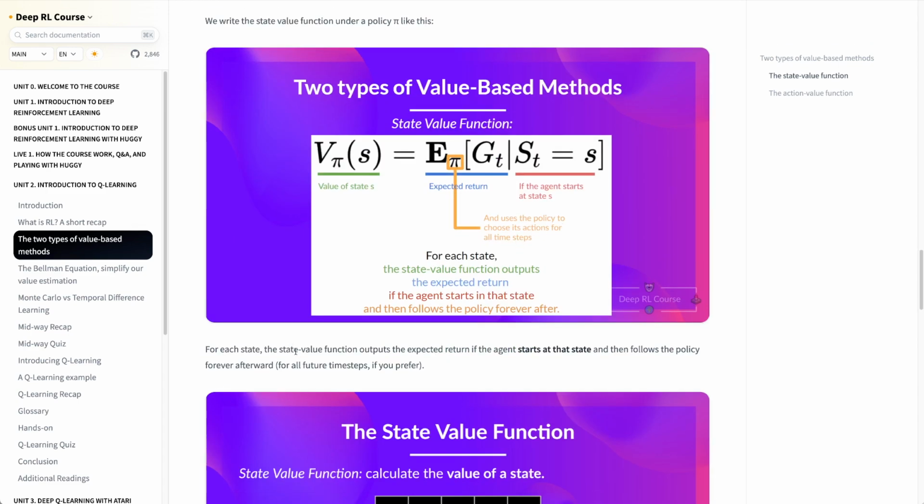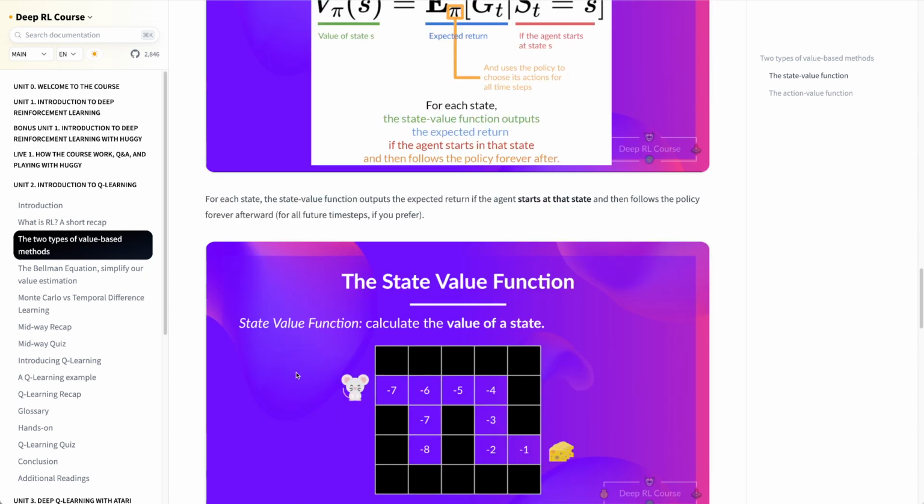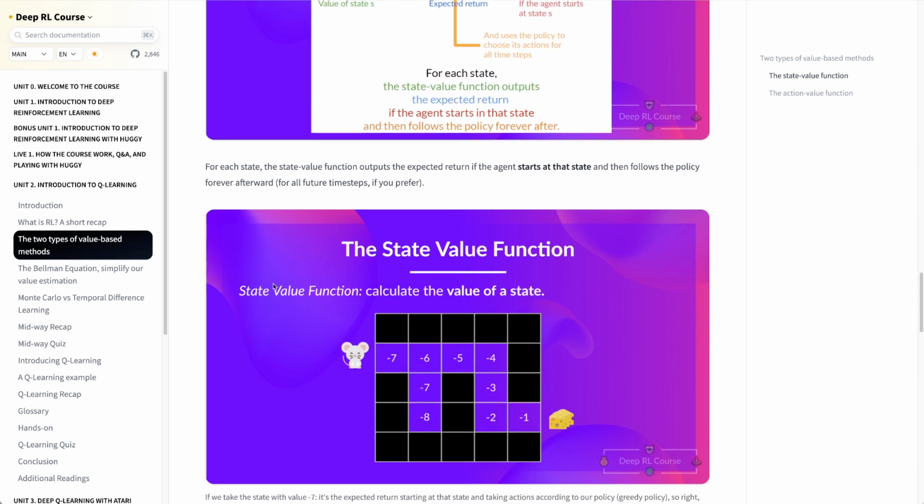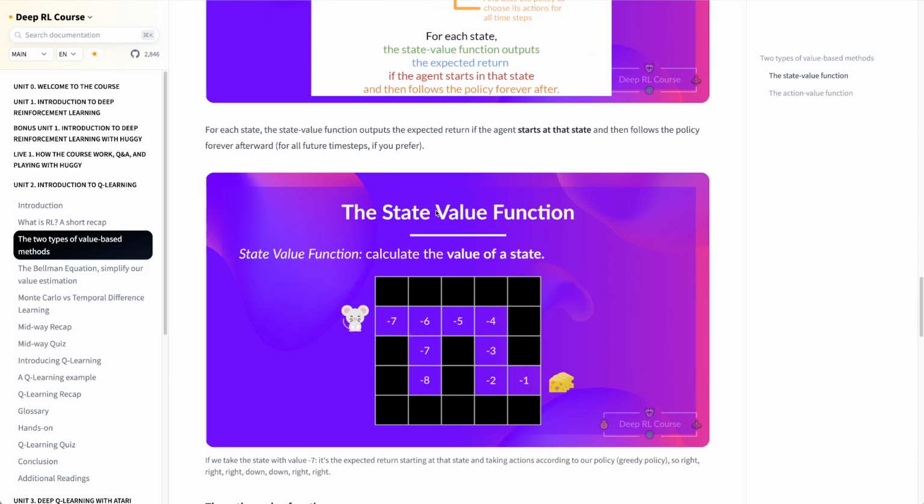For each state, the state value function outputs the expected return if the agent starts at that state and then follows the policy forever afterwards for all future time steps. Okay, so this is one. And then the second one, or this is a diagram, the state value function. So calculate the value of each state.